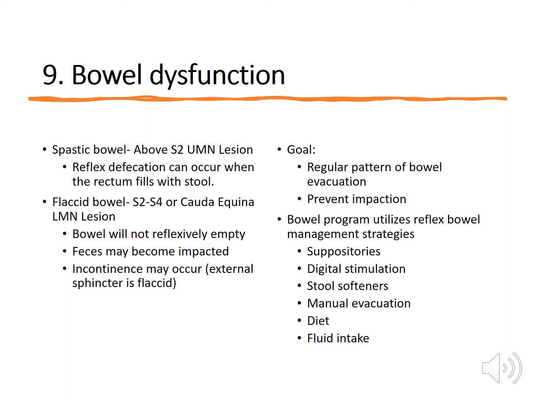On the other hand, we have where the lesions are from S2 to S4, or at the cauda equina lesion. These are lower motor neuron lesions. With lower motor neuron lesions, we have flaccidity of the bowel. So the bowel will not reflexively empty. Therefore, the feces may become impacted in there. Incontinence may occur due to the external sphincter being flaccid.